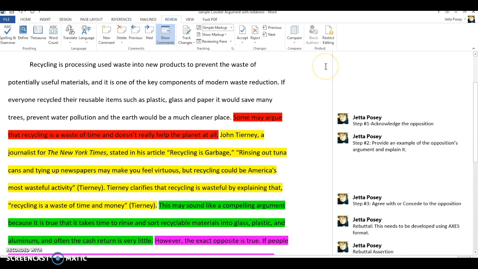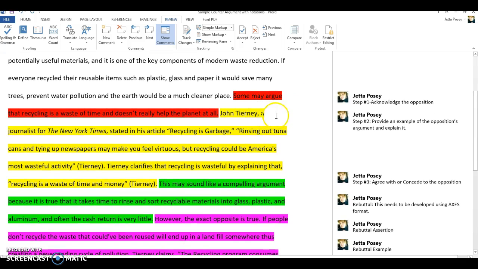This is step 1 of writing an effective counterargument. You need to acknowledge the opposition. So what that means is you need to point out an argument that somebody that's opposed to your argument has stated. After you've acknowledged the opposition, the next thing that you need to do is provide an example that supports that opposition and then explain it.